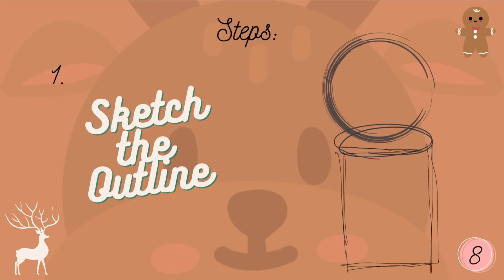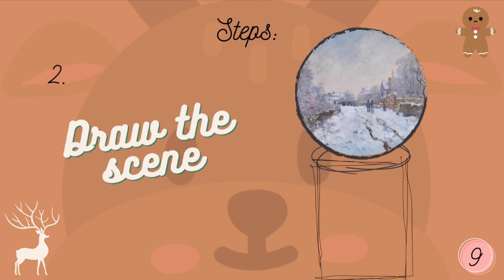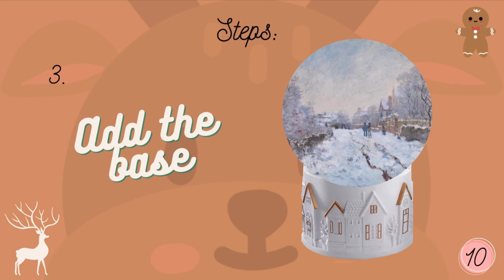So step one is sketch the outline of the globe. You will use the round object for the snow scene part, and you can add the base later on. So the second step is draw the scene. It's most likely sketch it out and then color it. And the third step is add the base.